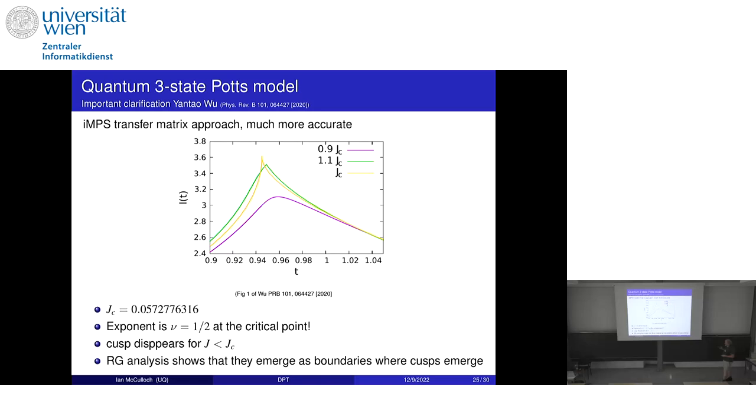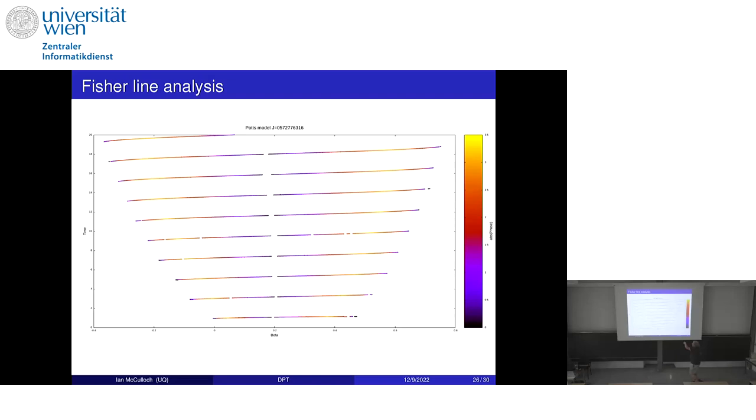Okay. So actually, if we look at the Fisher lines here, ignore these parts, there's some data missing here, but ignore these gaps. What we actually see in the Fisher line analysis is that the point that Yangtao Wu identified exactly corresponds to this point here. Sorry, these are probably too small to read. I didn't have time to fix it up. But this is beta here, the imaginary time, and this is real-time evolution here. So the point that Yangtao Wu was looking at is exactly here, where our Fisher line actually ends.